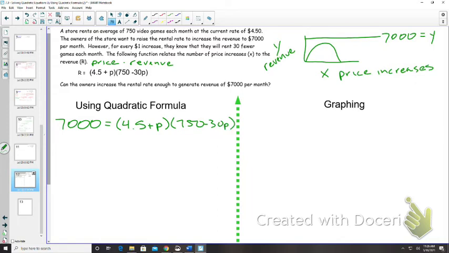Okay? What must I have if I want to use the quadratic formula? Like, how must my equation be set up? Do I want it in vertex form? No? Do I want it in factored form? Wouldn't you want it in standard? I sure would. I would love it in standard form.